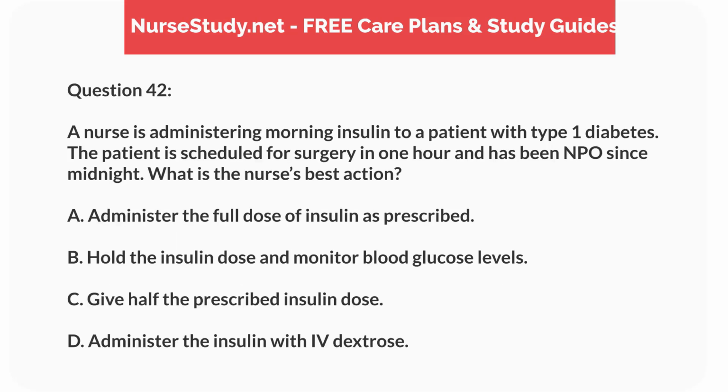Question 42. A nurse is administering morning insulin to a patient with type 1 diabetes. The patient is scheduled for surgery in 1 hour and has been NPO since midnight. What is the nurse's best action? A. Administer the full dose of insulin as prescribed. B. Hold the insulin dose and monitor blood glucose levels. C. Give half the prescribed insulin dose. D. Administer the insulin with IV dextrose.